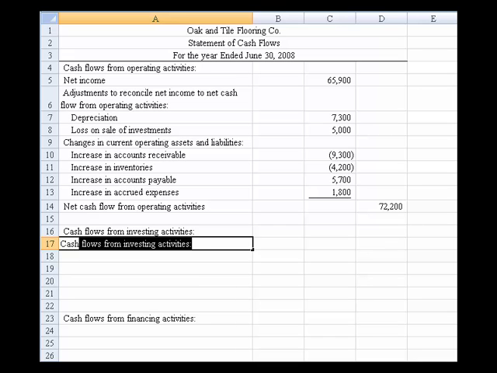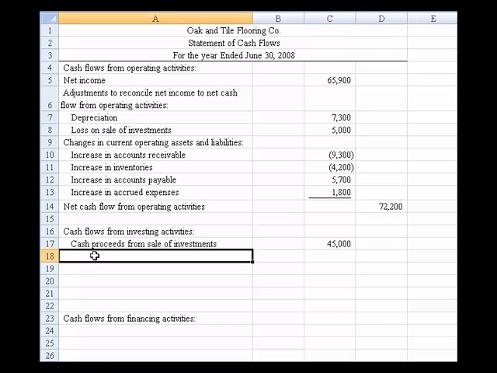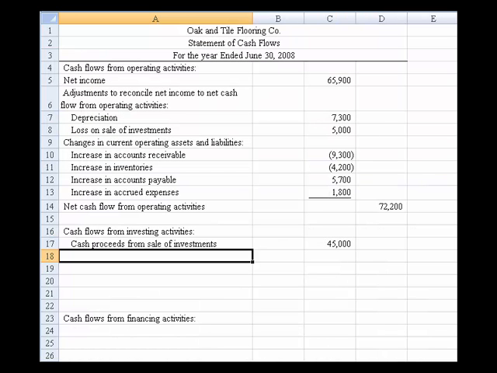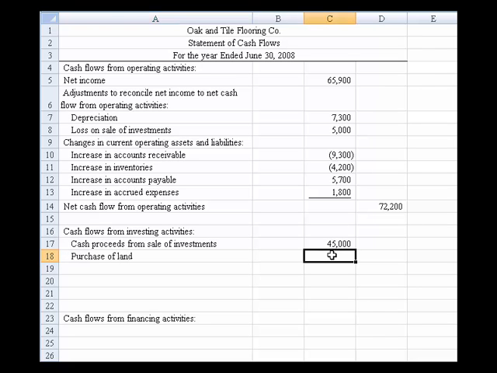cash. You could say cash received from sale of investments. You could say cash proceeds from sale of investments, and I'll call it cash proceeds from sale of investments, and that's 45,000 that was positive to us. We sold investments, so cash increased 45,000. Okay, then we had the purchase of land for 45,000, right, by looking at the change in the account. So let's jot that down, and we will say purchase of land. And the purchase of land was a large dollar amount, 145,000.